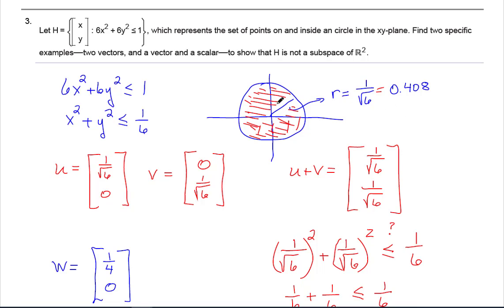So, the question is, is this a subspace of R2? Alright, so I picked a U and V, and which ones did I pick? Well, U goes all the way from the origin out to the edge. This one is 0, 1 over the square root 6, so that comes up to here. And when I add these two together, I get 1 over square root 6, 1 over square root 6.